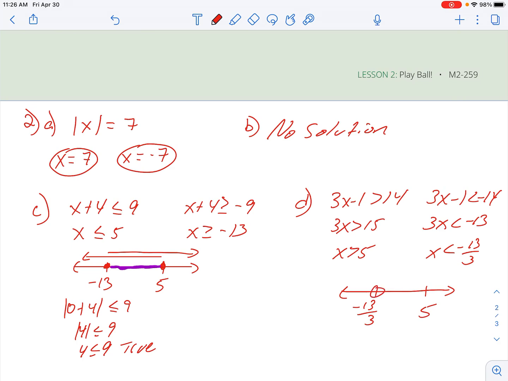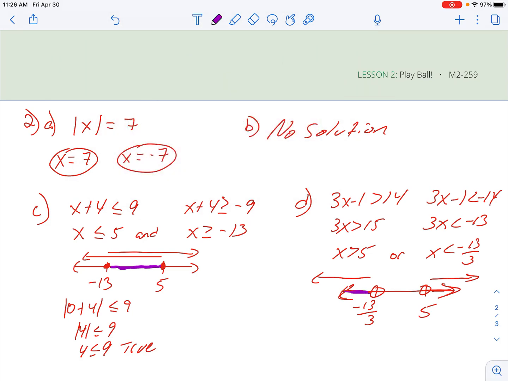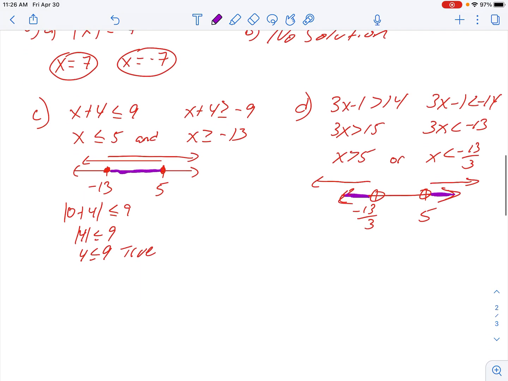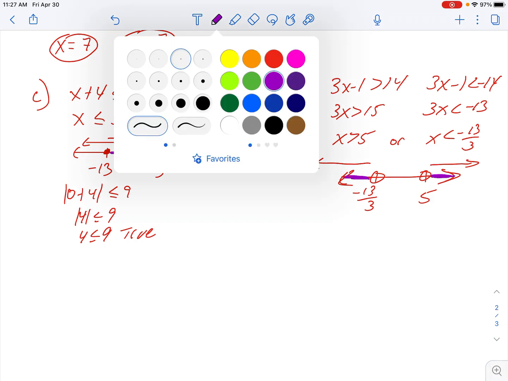They are both open. I want numbers greater than 5, and I also want numbers less than negative 13 over 3. So this is our "or," and the one in between before was our "and." And yeah, that is our solution set, okay? So I'm going to highlight that a little bit better. Our solution zone is either to the left or to the right. Let me do a different color. Anything in between negative 13 over 3 and 5, those are no solutions.